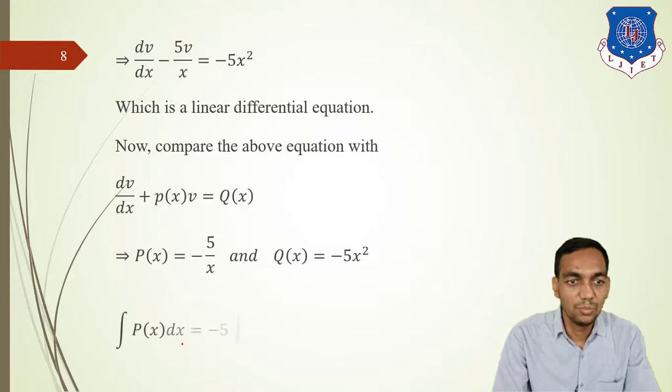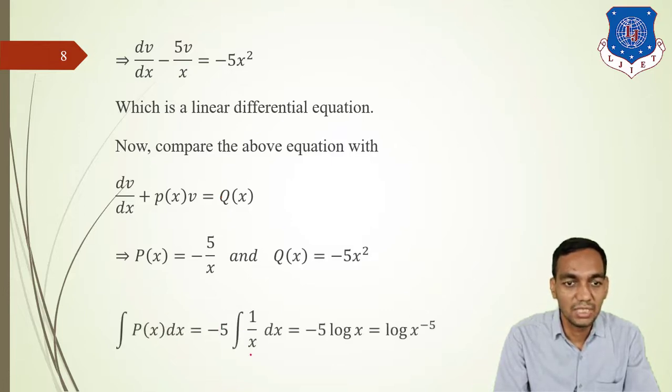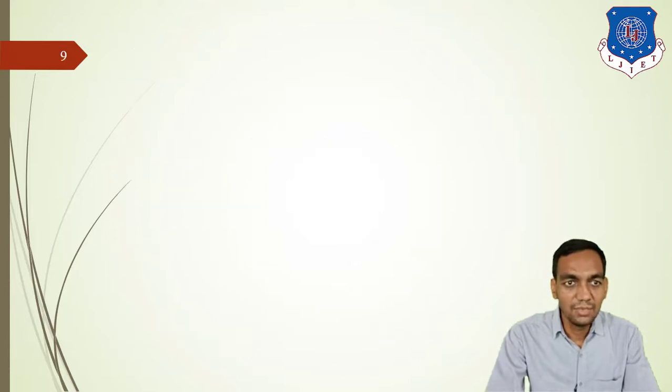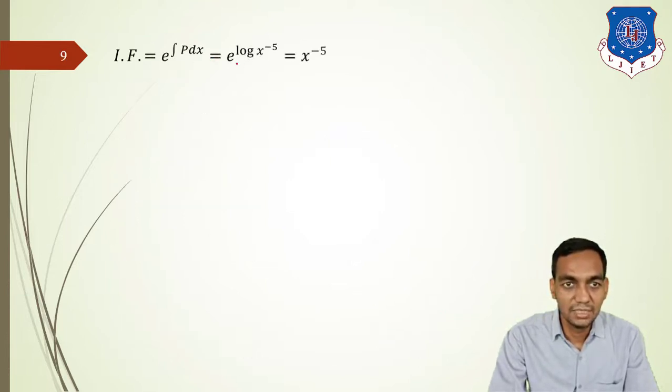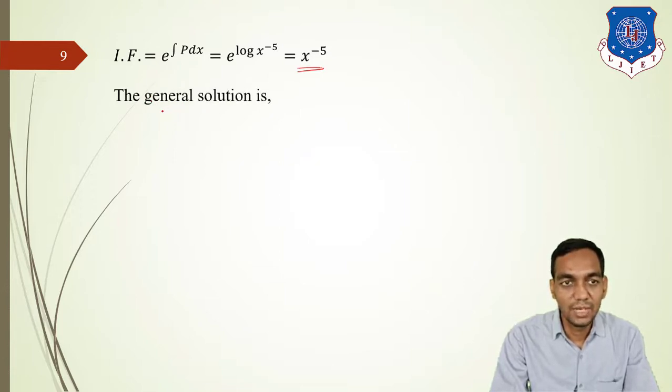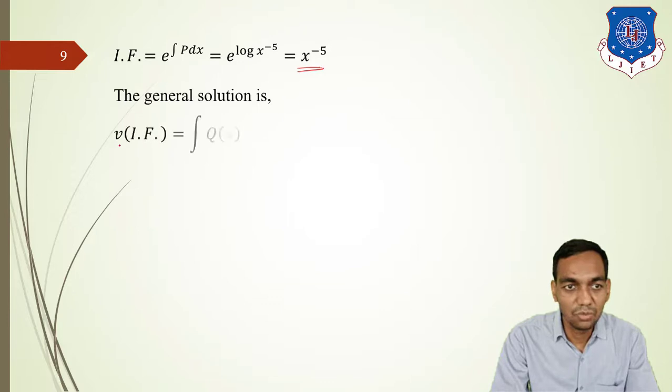So integration p dx, that will be integration of minus 5 by x, that will be minus 5 log x, or you can write down log of x raised to minus 5. Now IF is e raised to integration p dx, that is e raised to log x raised to minus 5. So e raised to log will be cancelled, and IF is x raised to minus 5. So the general solution is given by, now instead of y you have the variable v, so v into IF is equal to integration q into IF dx plus c.